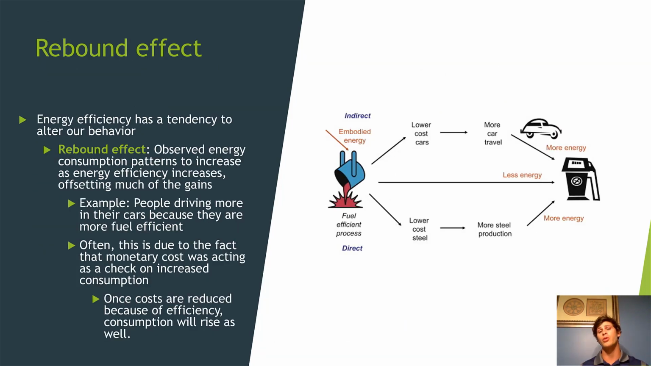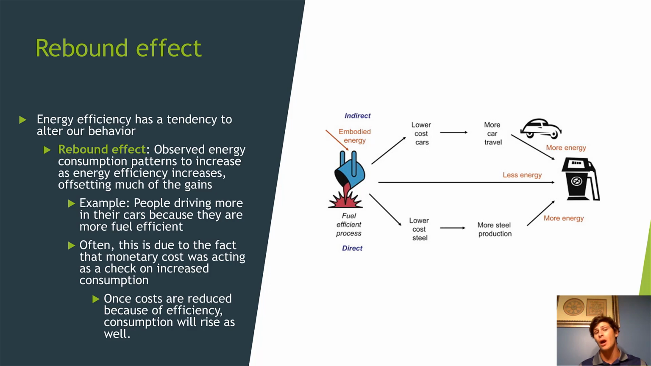Now, there is one drawback when we talk about increases in energy efficiency as a result of technology, and this is something we really need to be aware of if we want to increase our energy conservation as well as lower our CO2 emissions, and that is something called the rebound effect. Basically, increases in energy efficiency have a tendency to alter human behavior. And the rebound effect is basically this tendency where observed energy consumption patterns tend to increase as energy efficiency increases. Basically, this will offset the gains.